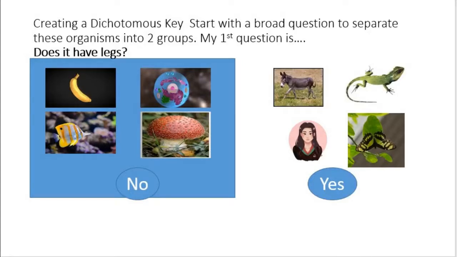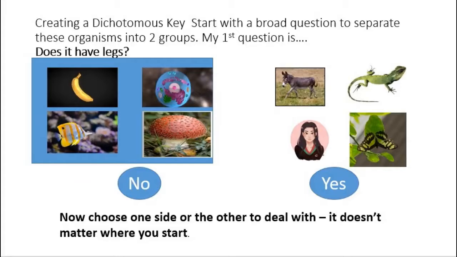So choose a broad question, like my first question, does it have legs? So a banana, an animal cell, a fish, and a mushroom do not have legs, so that's a no. Then I've got the mule, the snake, the human, and the butterfly, yes. Choose one side or the other to start with. It really doesn't matter which side you start on. I'm starting on the no side.